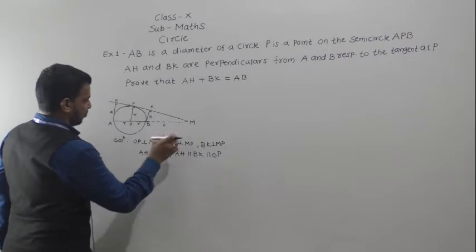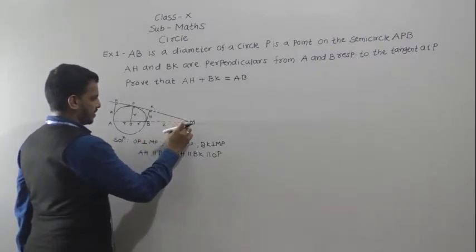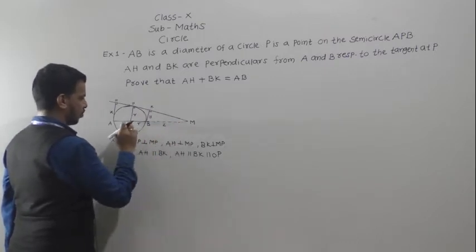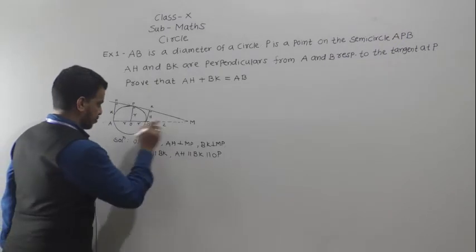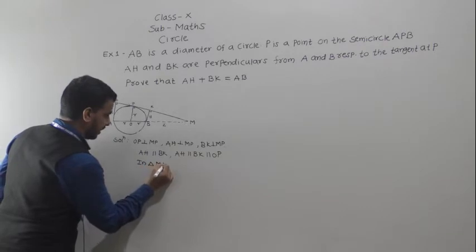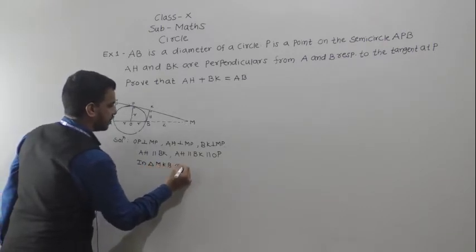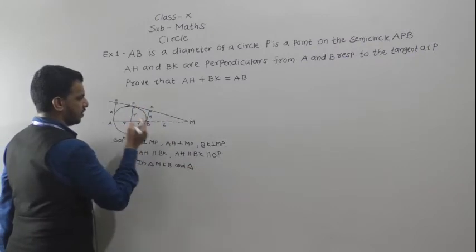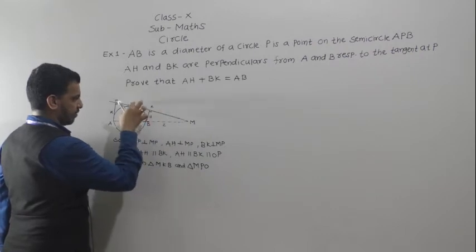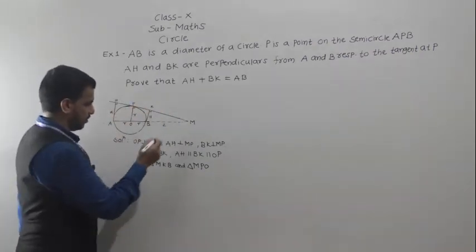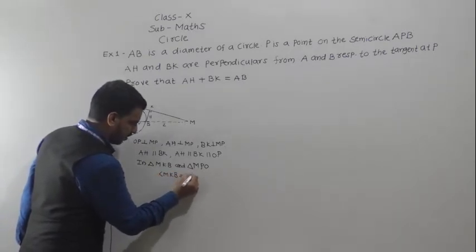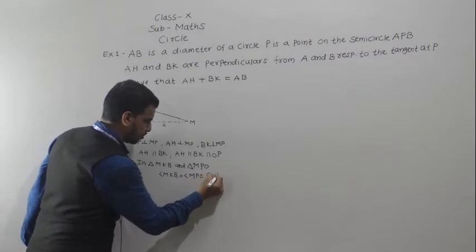Okay, now we have to consider triangles. So if we consider triangle MBK and triangle MOP, so if we consider these two triangles, in triangle MKB and triangle MPO, now here angle MKB and angle MPO, these two are right angles. Okay, so angle MKB is equal to angle MPO, both 90 degree.